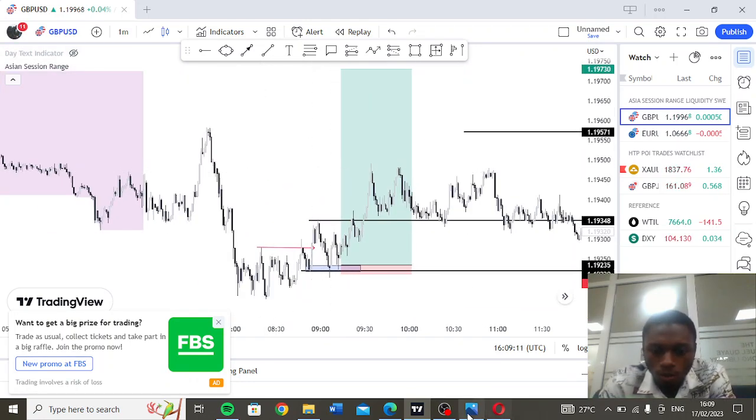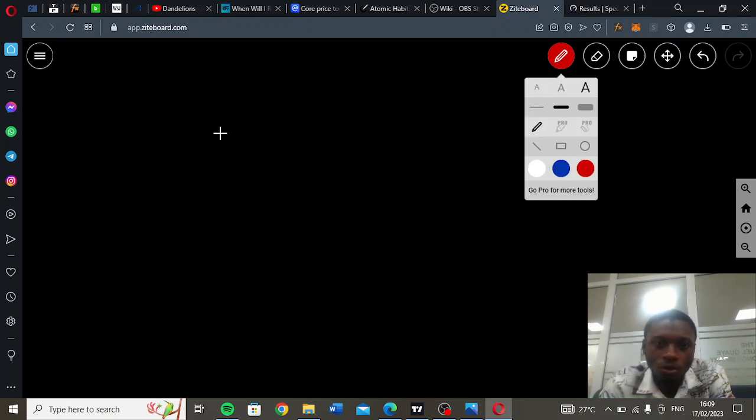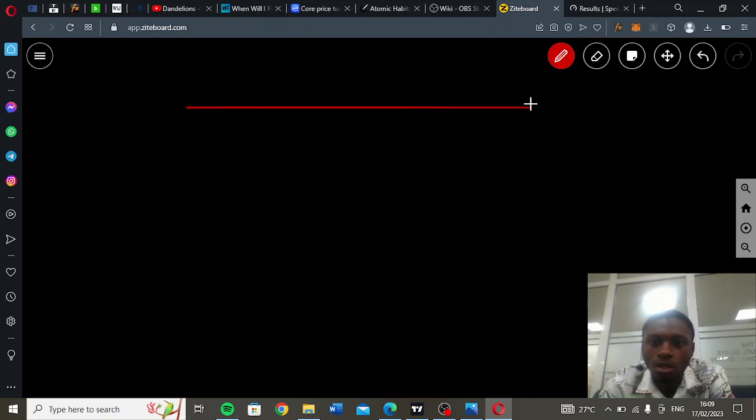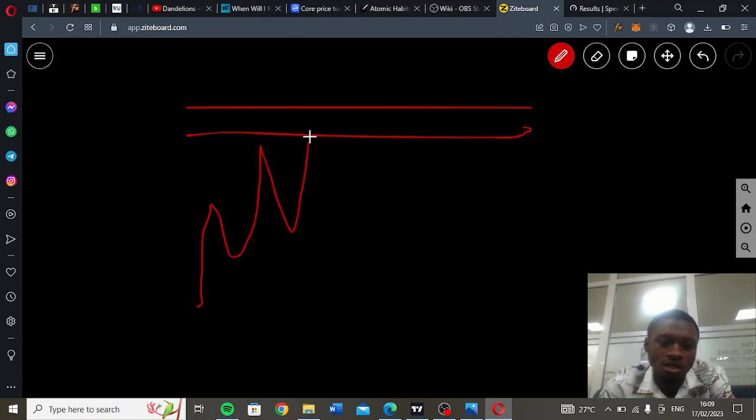So we can obviously go about my Edge 2, which is high time frame points of interest. So this is what I'm often looking at. I find my point of interest, and then I just wait for market structure on the lower time frames.